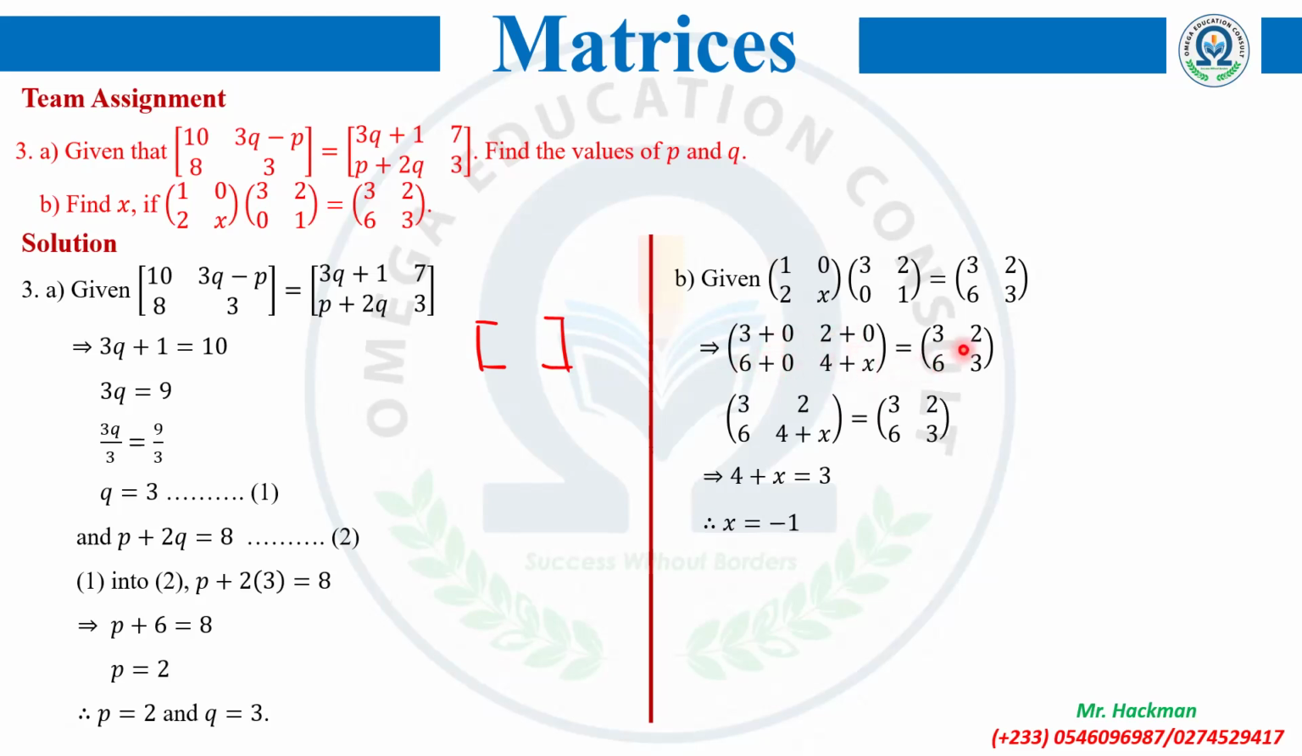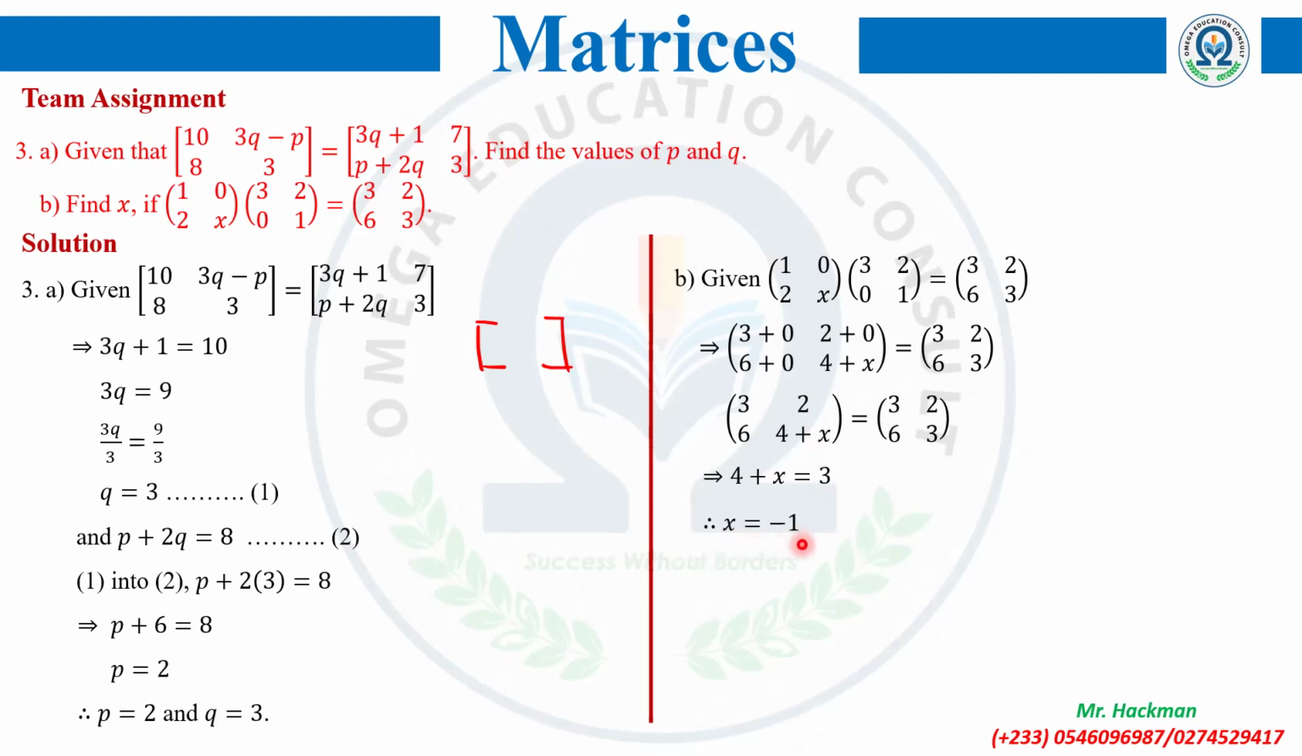The entries not involving x can be simplified. If you simplify, you get 3, 2, 6, and this one you cannot simplify, it remains 4 plus x. You can see that this entry is equal to this entry, this entry is also equal to this entry, and this entry is equal to this entry. So the only situation where this matrix will be equal to this is when the final entries are the same. So 4 plus x should be equal to 3. If you solve for x, you get x equal to -1.